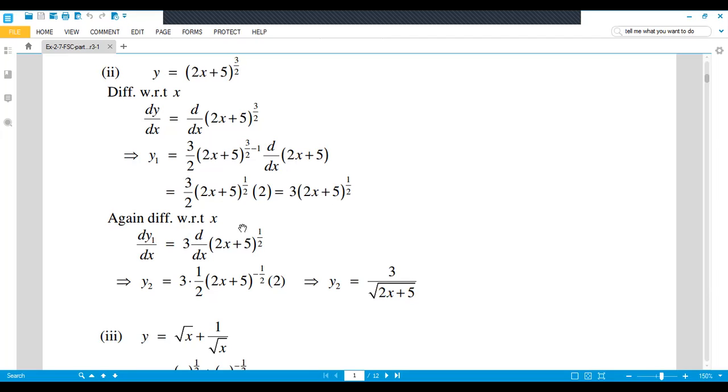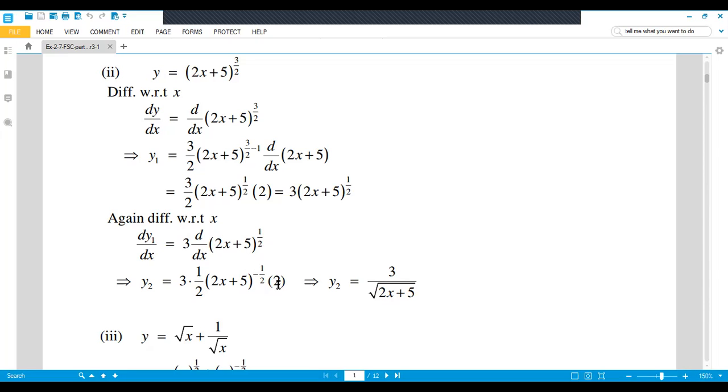This 3 is considered as a coefficient. You write it as it is. Again, the power will come in the coefficient, and from the power you subtract 1. So 1 over 2 minus 1, you get minus 1 over 2. And then the further derivative of 2x plus 5. When you take the further derivative of 2x, you get 2. And when you take the further derivative of 5, you will get 0.